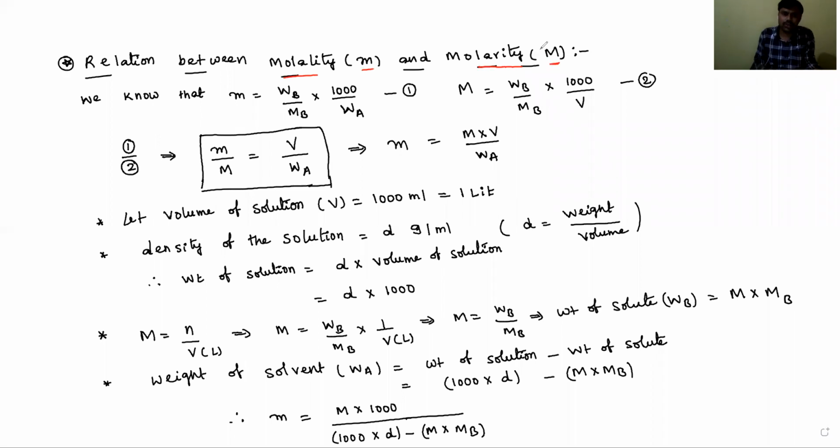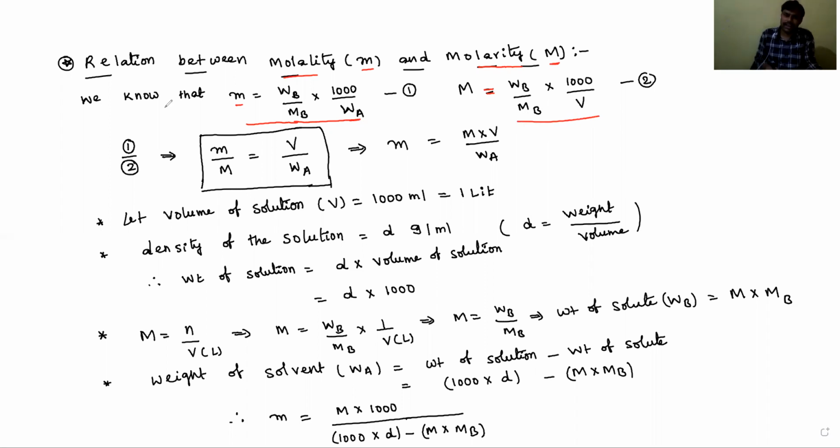Okay, students. So we know the molality formula. Molality is weight of solute divided by gram molecular weight of solute, into 1000 by weight of solvent. This is the formula for molality. And the molarity formula: molarity, capital M, is equal to WB, the weight of solute, divided by gram molecular weight of solute, into 1000 by V, the volume of solution in ml. This is the formula of molarity.